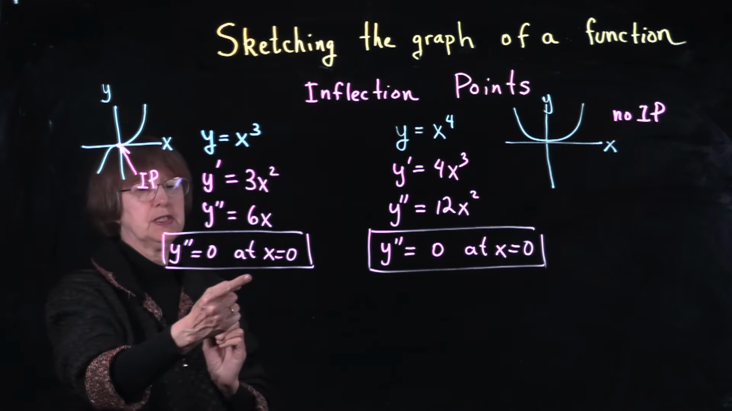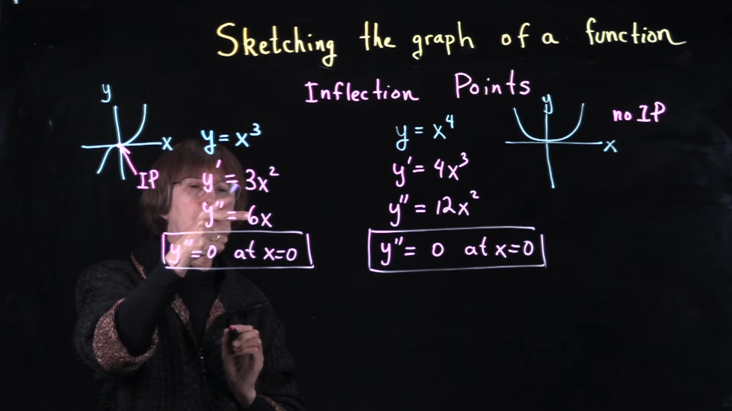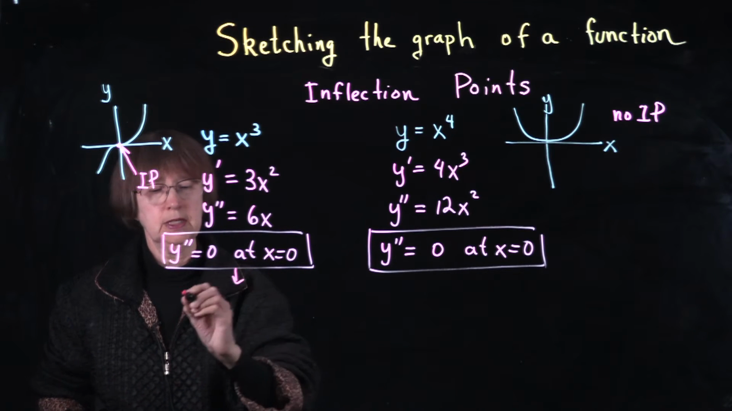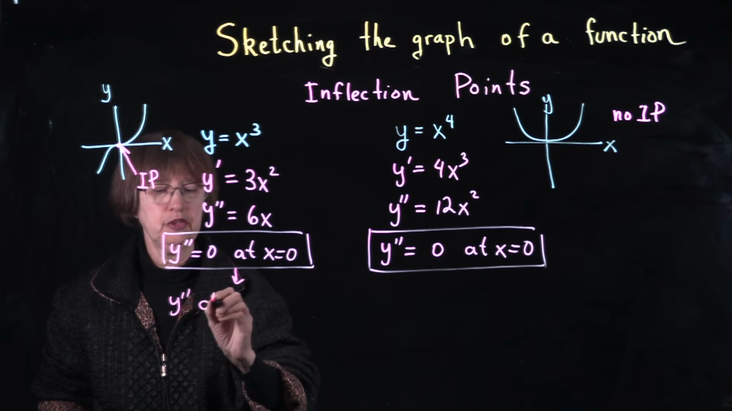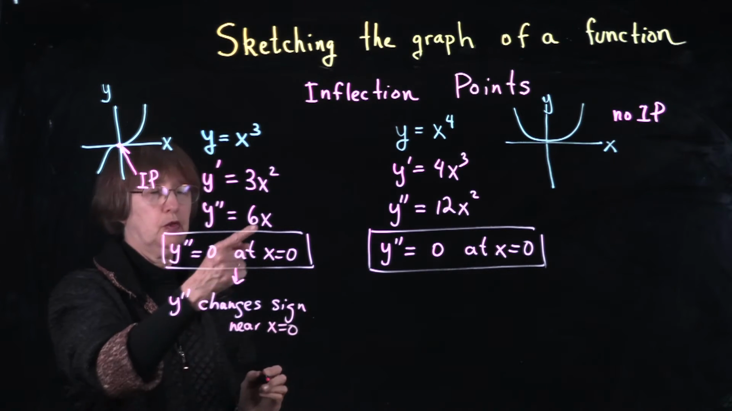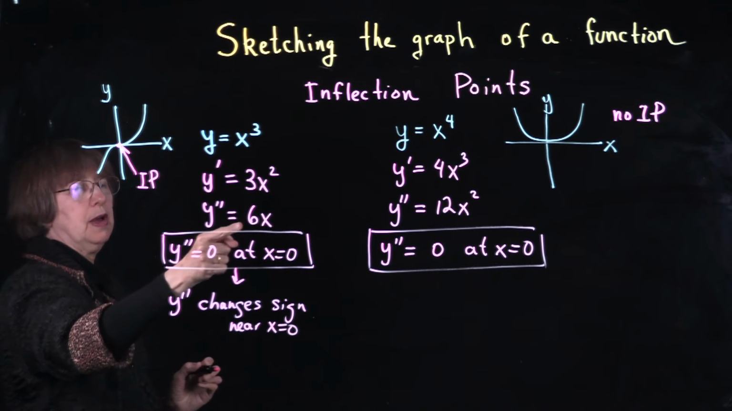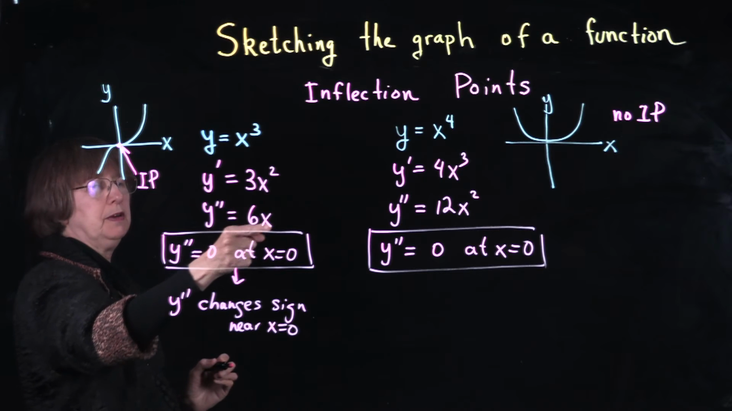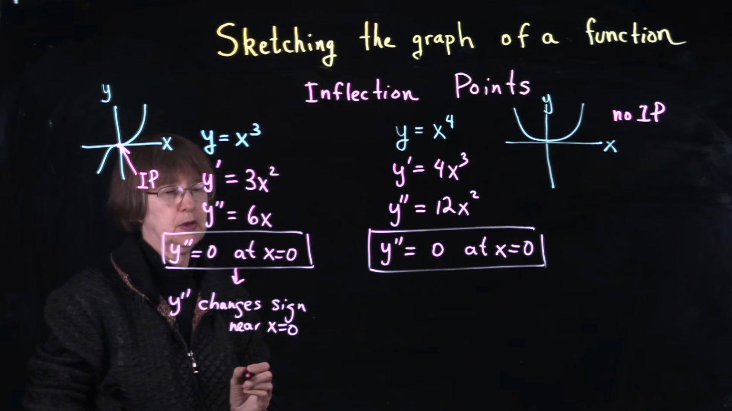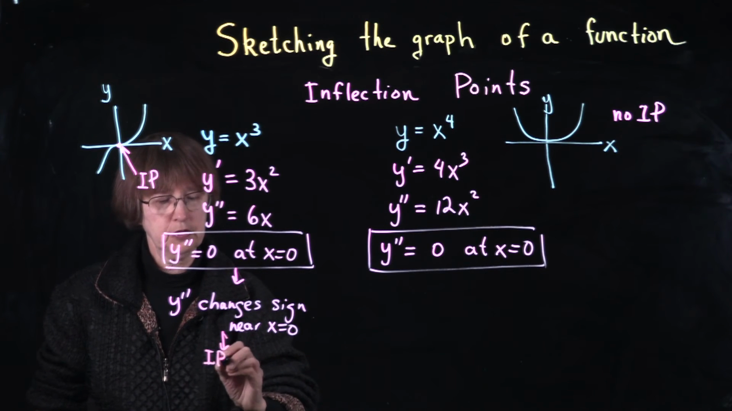Well, we can see the difference between the two when we look at the sign of the second derivative close to this point. So in this particular case, we see that the second derivative changes sign near x equals 0. If we look at the second derivative, when x is negative, the second derivative has a negative sign. When x is positive, the second derivative is positive. So indeed, it does change sign near this point. This is then the signal that we have an inflection point.